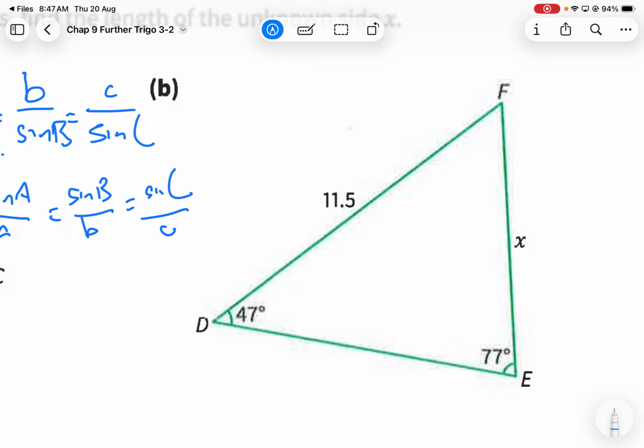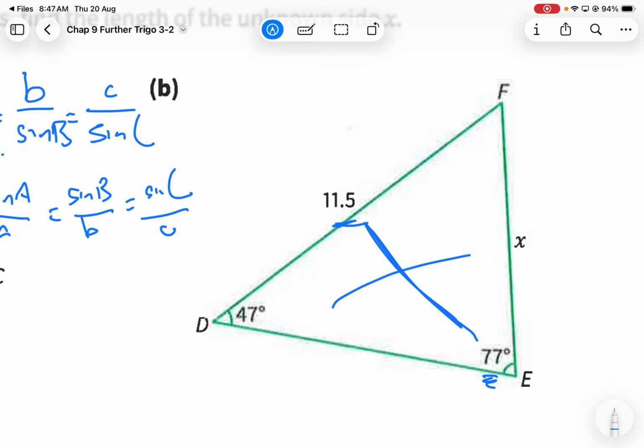Find someone clever. Dylan, what is the known pair of angle and side from this question? 11.5 and 77. Okay, very good. 11.5 is opposite the angle 77. So this forms a known pair. I know the angle, I know the side. So I can use this known pair to help me find this unknown pair.